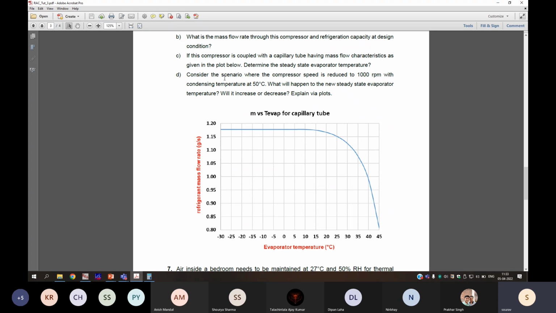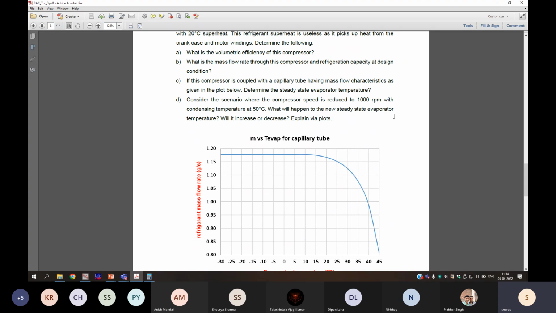Okay, consider the scenario where the compressor speed is reduced to 1000 rpm with condensing temperature at 50 degrees C. What will happen to the new steady state evaporator temperature? Will it increase or decrease? Explain via plots.